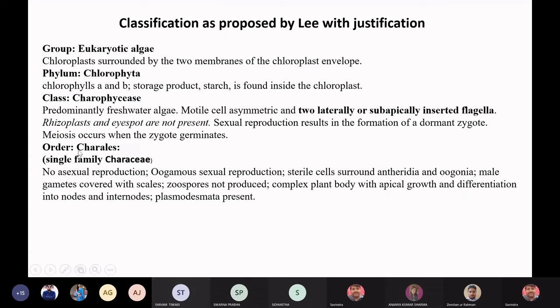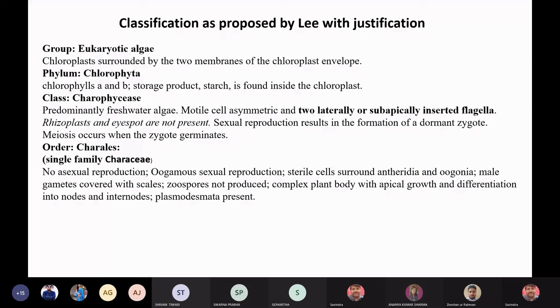Our main purpose of writing this justification is to show how one alga is different from another. If we are not mentioning that chlorophyll a and b are present, that means we don't know it. If we are not mentioning whether it's dividing into nodes and internodes, that it has a highly advanced oogamous type of sexual reproduction, no zoospores produced, that means we don't know. These justification slides are the summary of the entire thing. If you become a phycologist and collect algae, then you will use the same pattern.